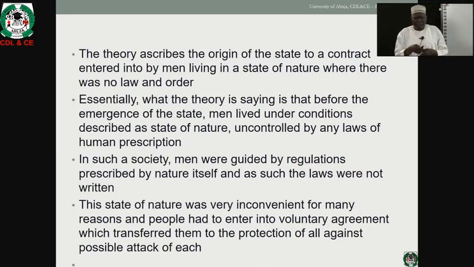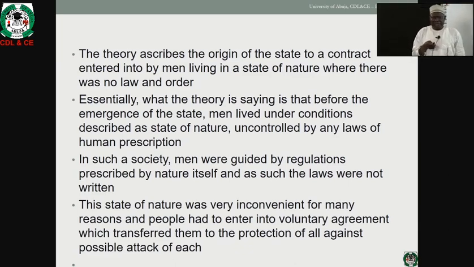Essentially, what the theory is saying is that before the emergence of the state, men lived under conditions described as state of nature, uncontrolled by any laws of human prescription. During the state of nature, there was no law, either written or unwritten. There was no law. Everybody was unto himself or to herself. So it was a state of chaos, state of uncertainty. So there was need for people to come together to say, okay, we can no longer stay in this condition. There was need for us to come together as civilization moved, established, people progress in their lives.